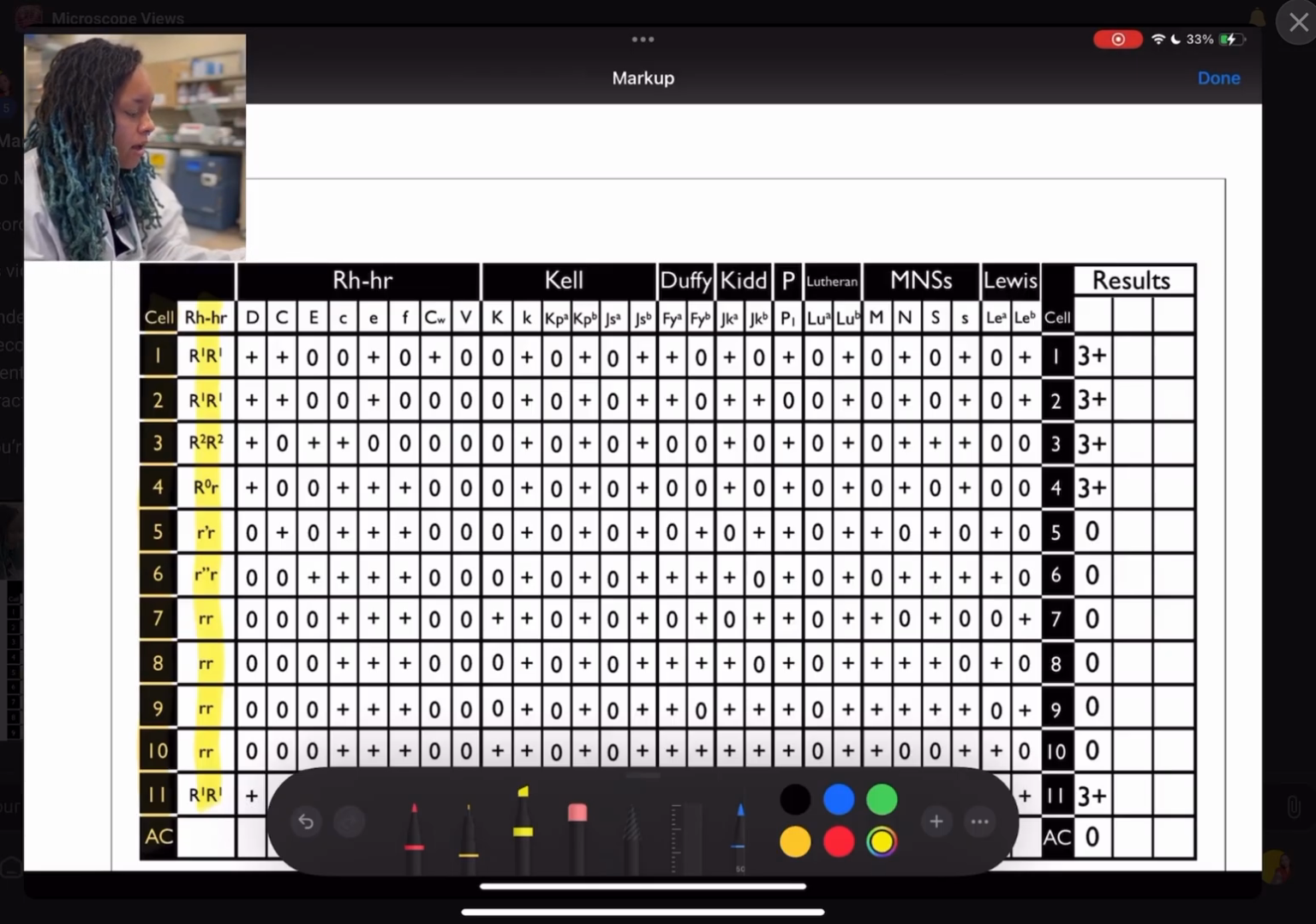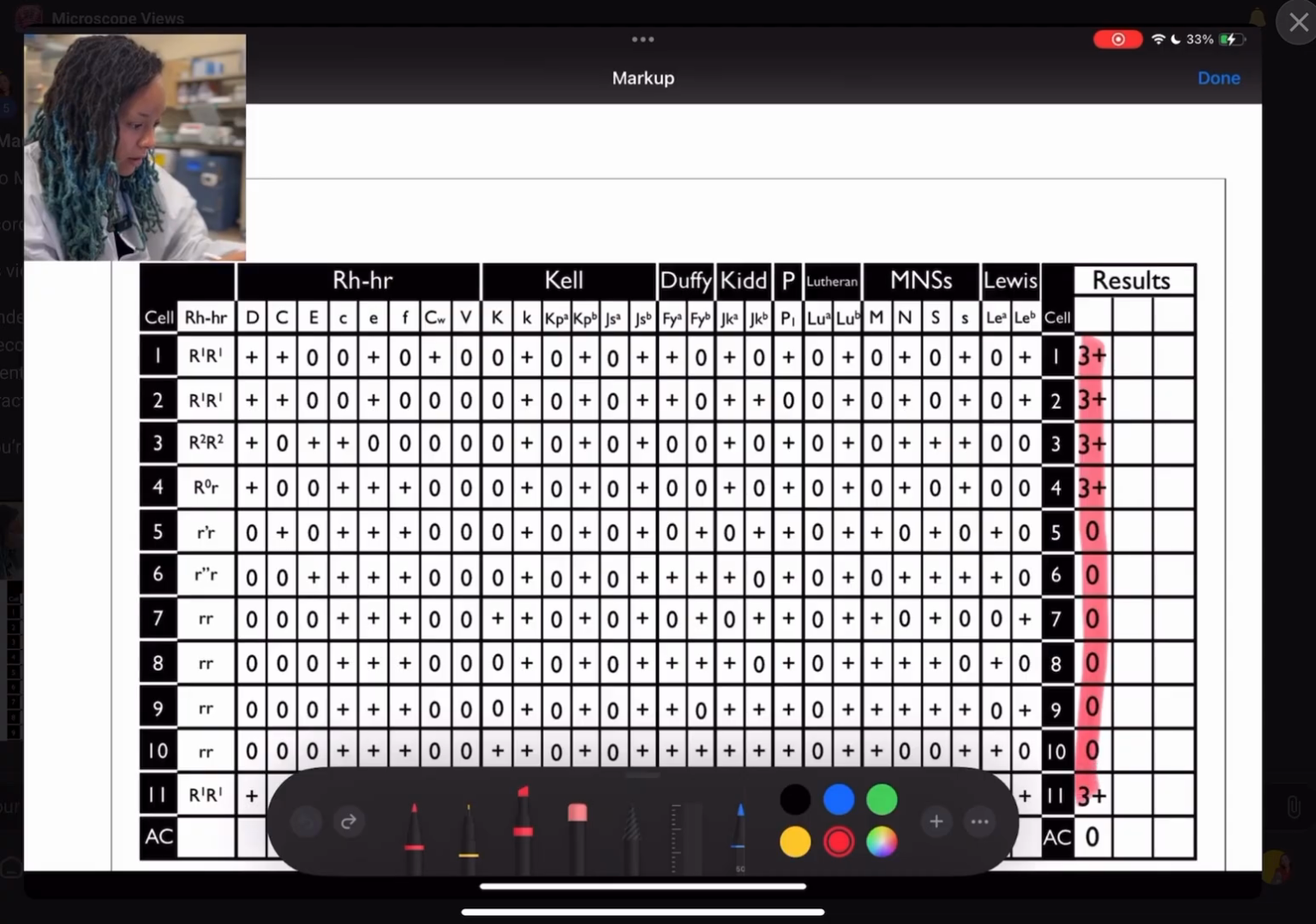So if we remember the DCE thing, that's what that is. On the top are all of your clinically significant antigens and their blood group systems located at the very top here, highlighted in orange. Highlighted in green is the phenotype of that particular cell. So cell number one, this is that patient's phenotype. The plus sign indicates that that person is positive for that particular antigen that it's under. The zero indicates that that person is negative for that particular antigen that it's under.